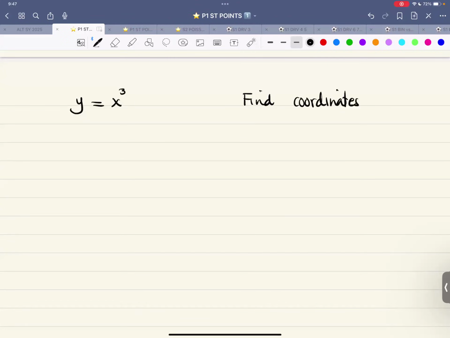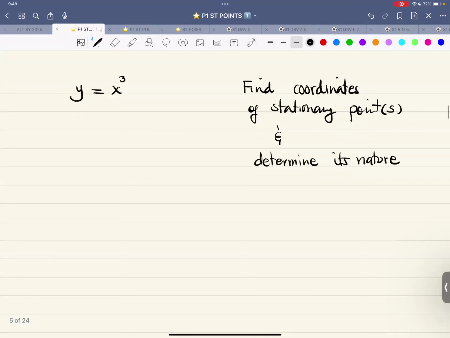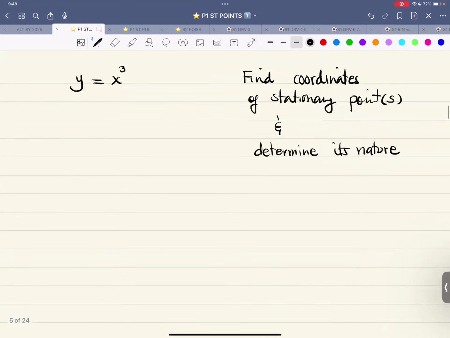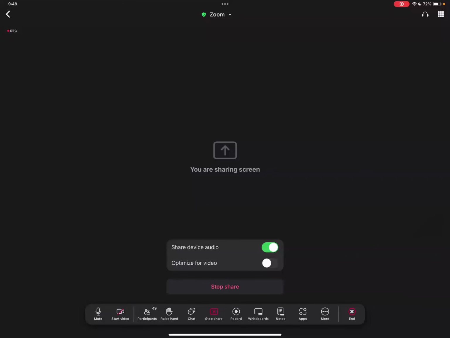I'm making a question for you people. Now, first thing that I'm writing over here is that find coordinate of stationary point or points and determine its nature. This is y equals x cubed. So take 2 minutes, try out and give me the answer. I'll just pause the recording for a short while.